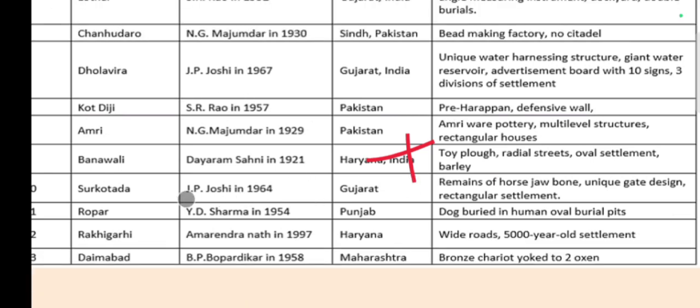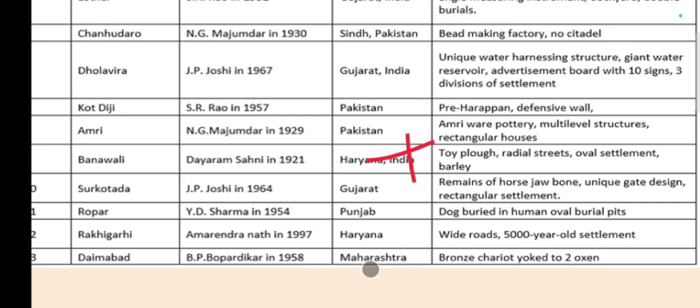Next, Surkotada is in Gujarat. It has remains of a horse jawbone, which is very important. Remember, in Surkotada there have been remains of a horse jawbone, and you can also find rectangular settlements. In Ropar, there is a finding of a dog buried in a human burial pit. Rakhigarhi is in Haryana. It is the largest Indus Valley civilization site, with 5,000-year-old settlements.